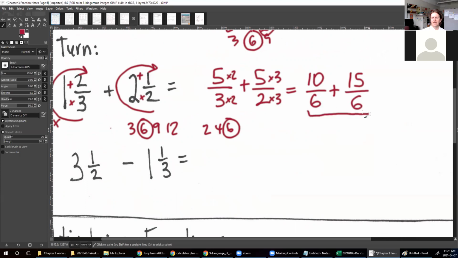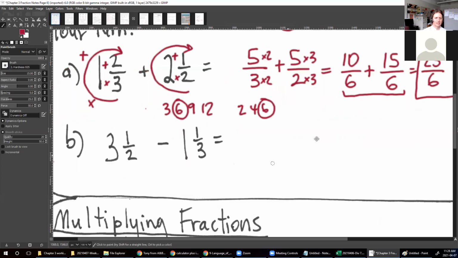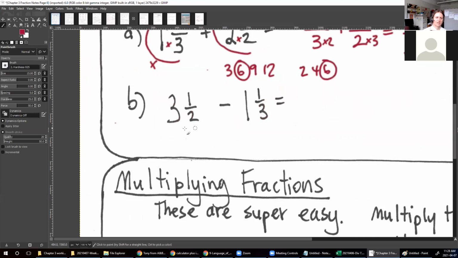Now that I have the same bottom number, I can add the tops now. 10/6 plus 15/6, or 10 plus 15 is 25. And sixths stay the same. Gosh, I should practice saying that 10 times fast. And that's going to be my answer. All right, let's go to this one here. I'm going to change these to improper.